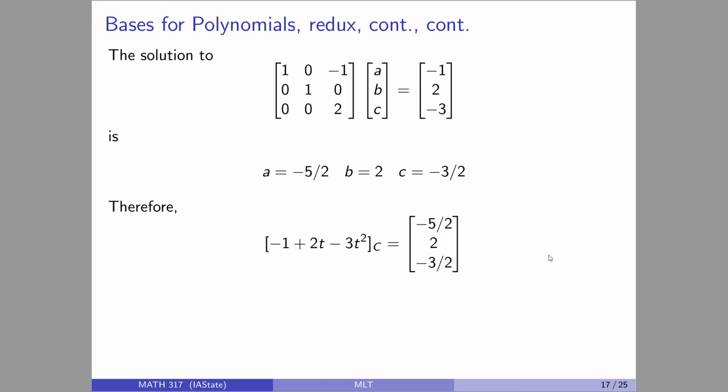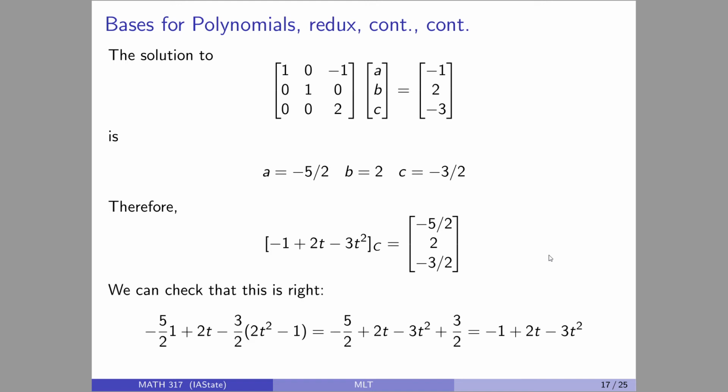So the coordinate vector for the polynomial -1 plus 2t minus 3t squared with respect to the Chebyshev basis is -5/2, 2, -3/2, right? And you can check that that's right by scaling the elements of the Chebyshev basis, 1, t, t squared minus 1, by the respective coordinates, and when you add everything up, you get the thing that's on the inside. So, here we go. This is exactly how coordinate vectors work with respect to a basis. Okay, and now you know. Okay, right, so as we just saw, there's a connection here to a matrix.